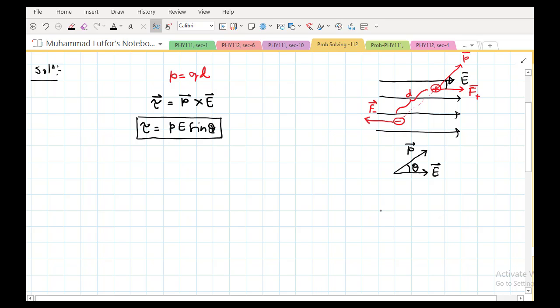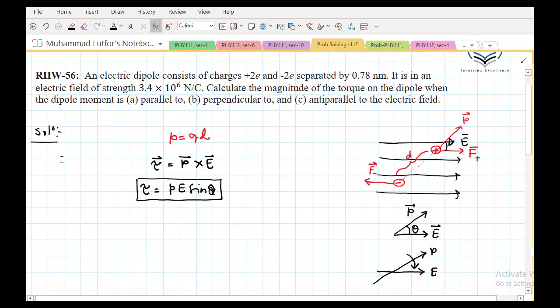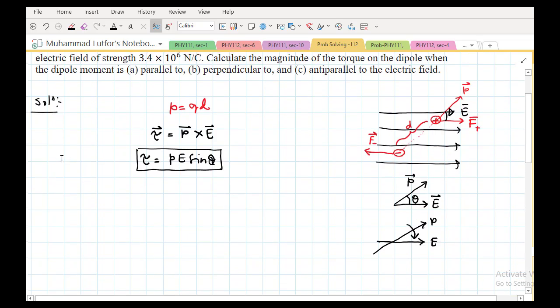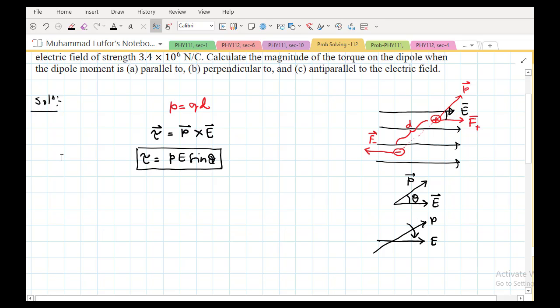Since this is the direction of the electric field, it will try to rotate that dipole moment P in that direction. Now they ask, in this question, if this electric dipole moment is parallel to the electric field, anti-parallel to the electric field, and perpendicular to the electric field, then what would be the magnitude of torque on the dipole.